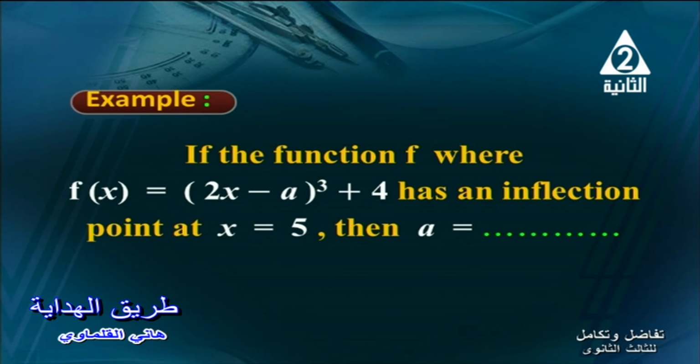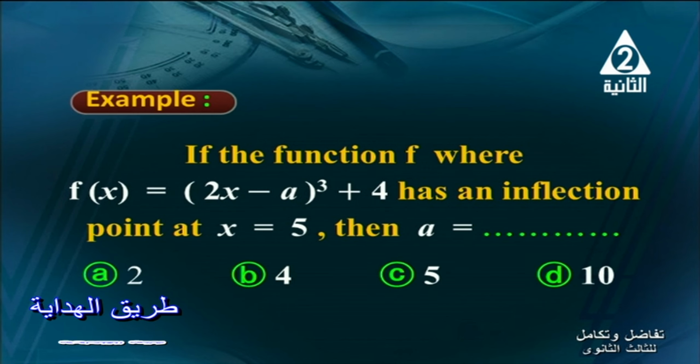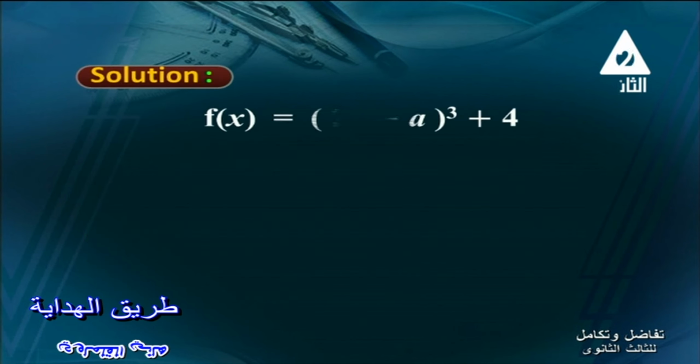If the function f, where f of x equals (2x minus a) all to the power 3 plus 4, has an inflection point at x equals 5, then the value of a equals 2, 4, 5, or 10. We have a function f of x, and this curve has an inflection point. Then the second derivative of this function at x equals 5 must be equal to 0.